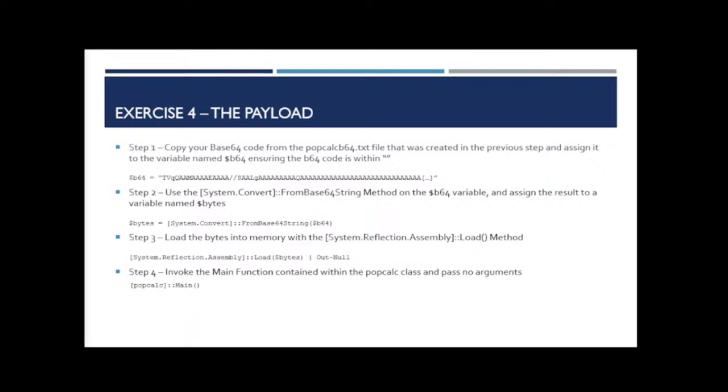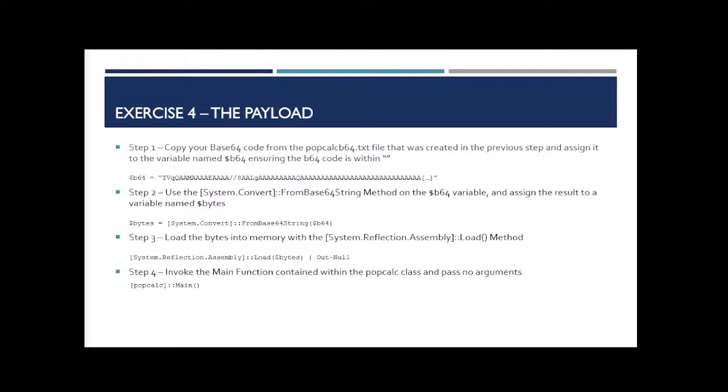So the first step, assign your really large bit of base64 code to a variable. We'll call it b64 in this case. Easy peasy, right? We're taking the code that was written to the popcalc b64 text and assigning it to the variable. Step 2 is that we're going to convert that code from base64 and assign it to a bytes variable. Then we're going to use the System.Reflection.Assembly Load method and load it into memory.